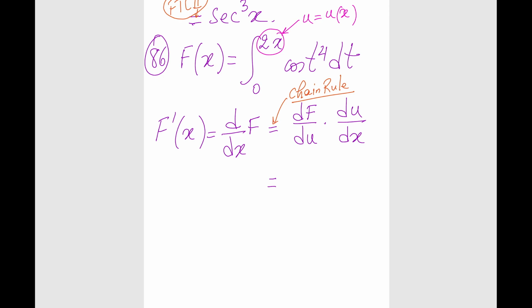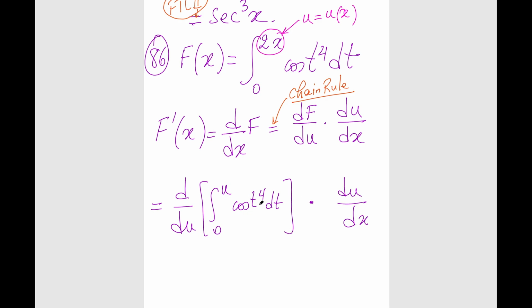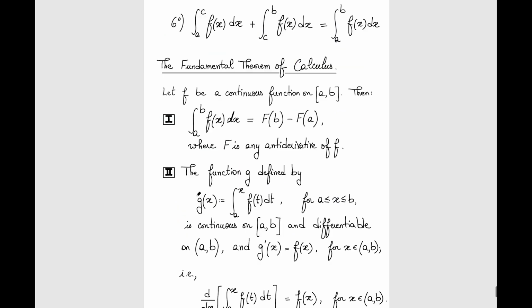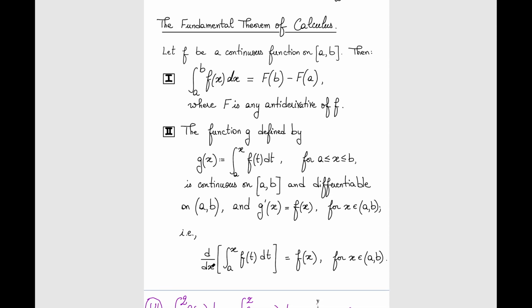And this is equal to, let me write this here, the derivative with respect to u of f. And what's f? It's that, right? The integral from 0 to u of cosine t to the power 4 dt, times the derivative of u with respect to x. You agree with me? You see this? And now look at this. That guy here is this guy here, right? And this is the format of the fundamental theorem of calculus part 2, correct? Let me convince you one more time. It's the same guy that sits here and here. As such, this is simply f evaluated at x, correct?